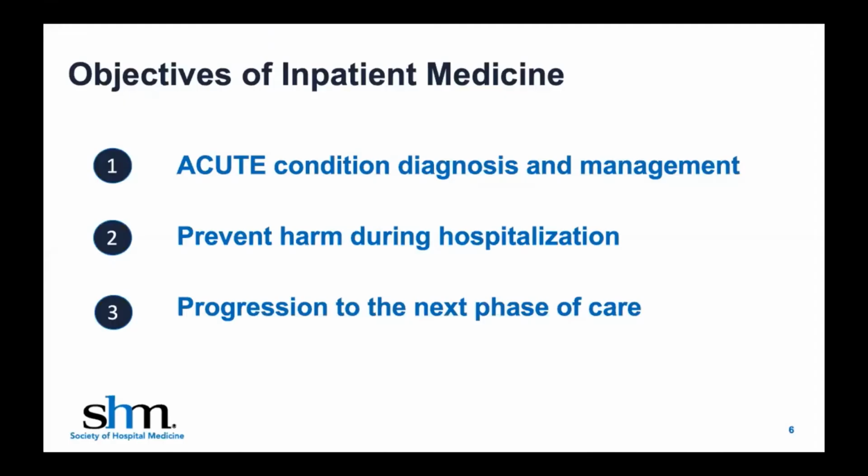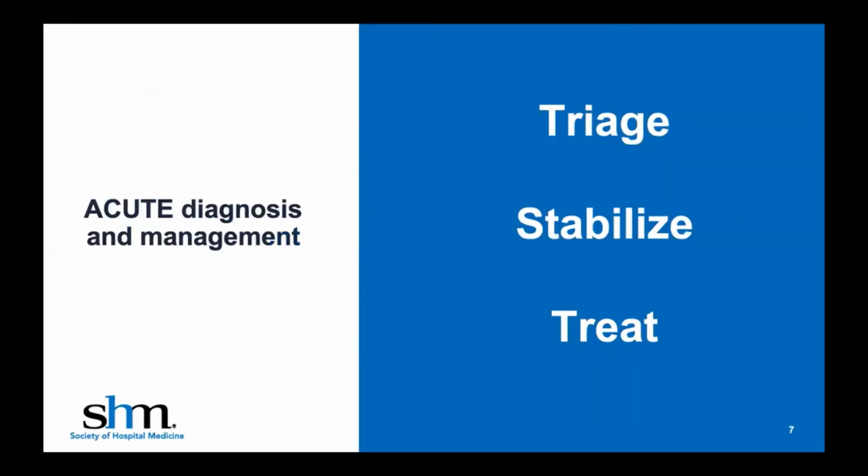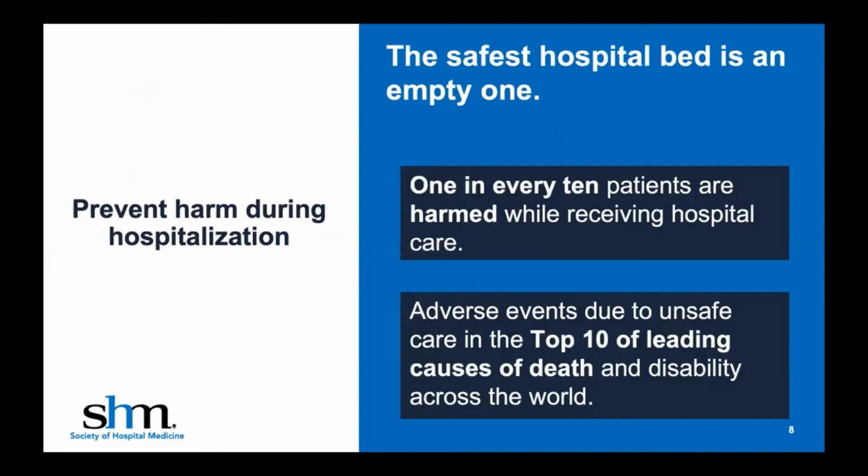So the three objectives of inpatient medicine are summarized here. Really, acute condition diagnosis and management, preventing harm during the hospitalization, and progression to the next phase of care. So let's dive in. For acute diagnosis and management, we think of triage, stabilize, and treating the patient. For preventing harm during the hospitalization, we like to say that the safest hospital bed is an empty one.